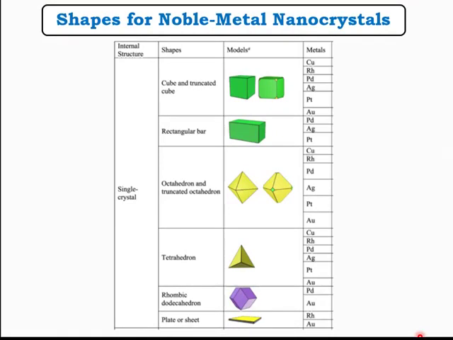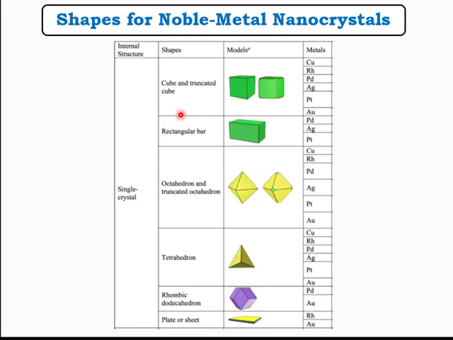So when we talk about the noble metal, it can give rise to various different shapes. Let's see one by one what are the different shapes that were found by various researchers. When we talk about the first one, that is the cube and truncated cube. The cube is one of the most commonly observed shapes for single crystal nanocrystals, with all the 6 side faces being identical and terminated in 100 facets.